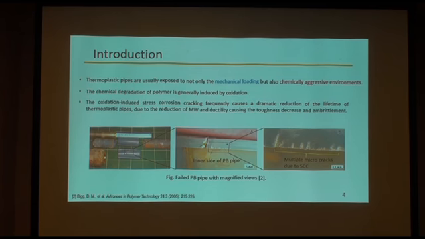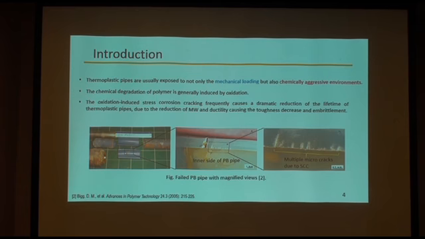Thermoplastic pipes are usually exposed to not only the mechanical loading such as internal pressure, bending loading or axial loading, but also the chemically aggressive environment. And chemical degradation of polymer is generally induced by the oxidation. The oxidation-induced stress corrosion cracking frequently causes a dramatic reduction of the lifetime of the thermoplastic pipe due to the reduction of molecular weight and ductility, and it causes the toughness decrease and embrittlement.